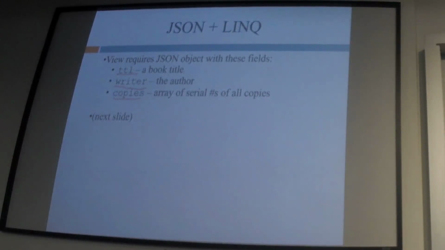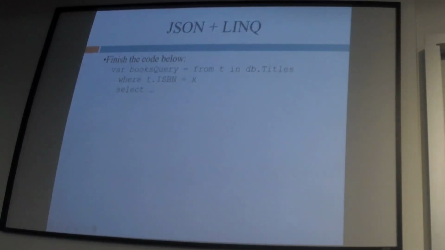Okay, and what we're given is some ISBN. So we're going to find one book. We want to know the title, author, and serial numbers for that book. So I've got part of the query started. So var booksQuery equals from t in database.titles, where t.isbn equals x. That's whatever, some ISBN. Select something. So that's what we have to fill in.